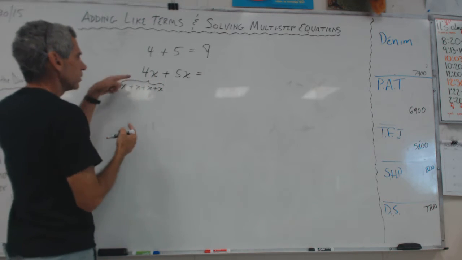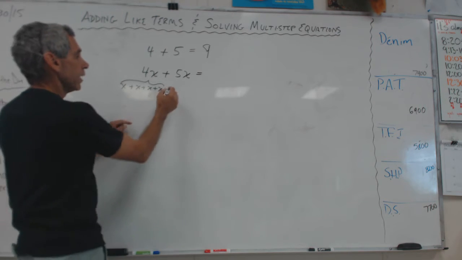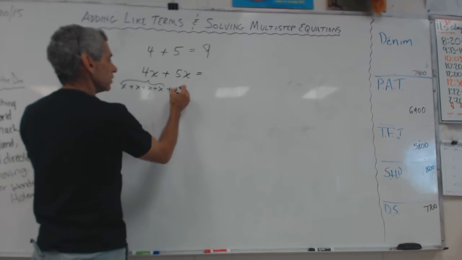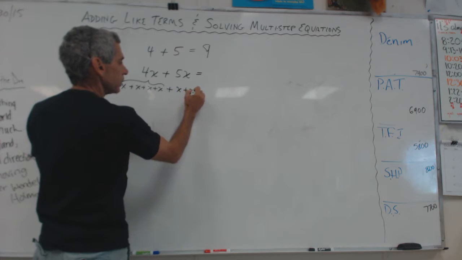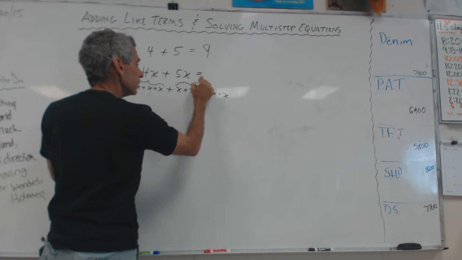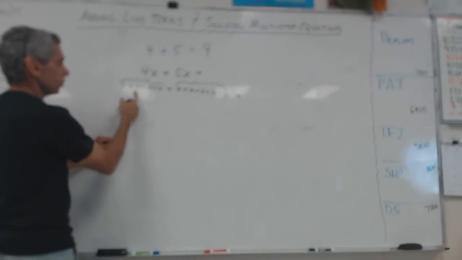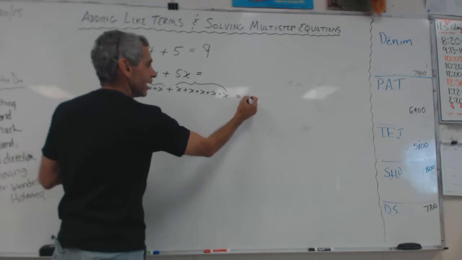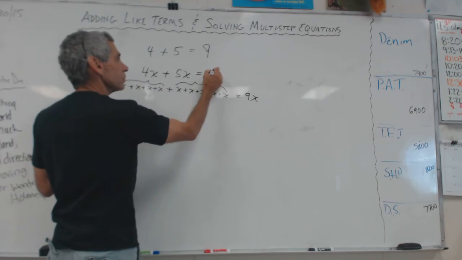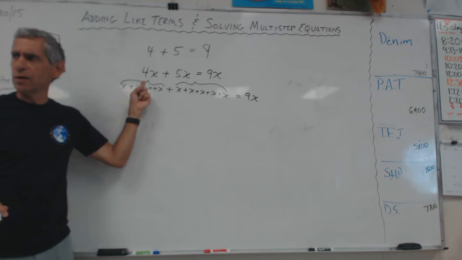4x means 4 x's. It means x plus x plus x plus x, right? Plus 5 x's: x plus x plus x plus x plus x. So that is 5 x's. So how many x's do I have? 1, 2, 3, 4, 5, 6, 7, 8, 9. I have 9 x's.